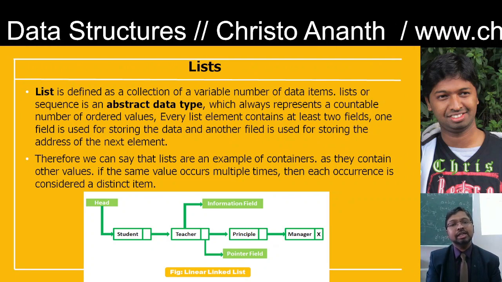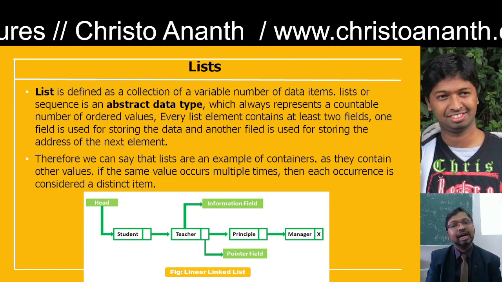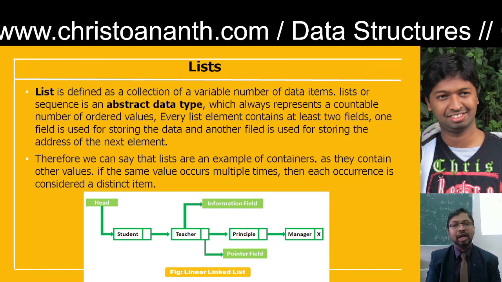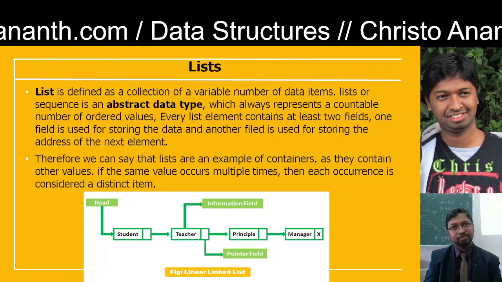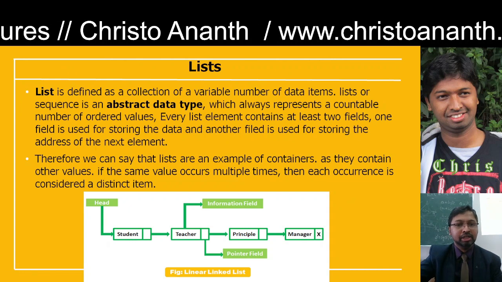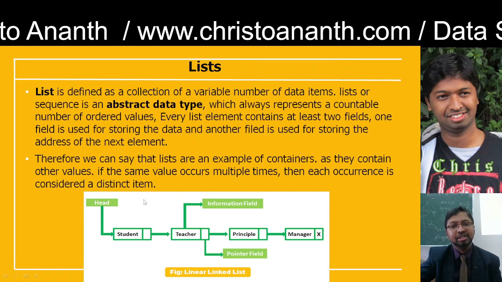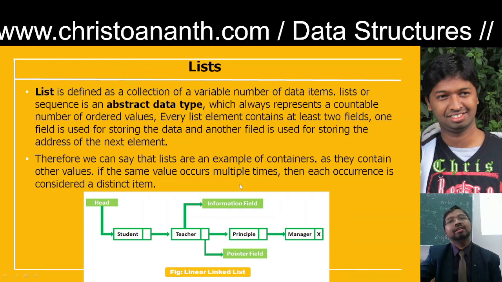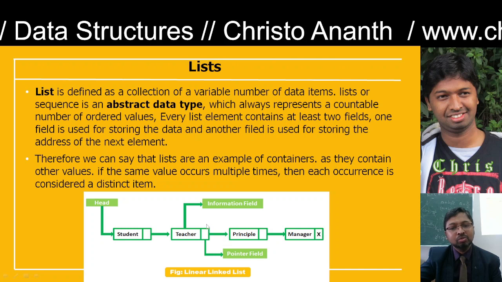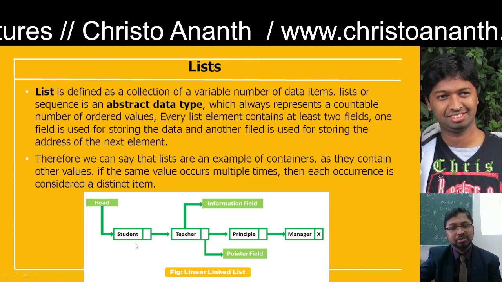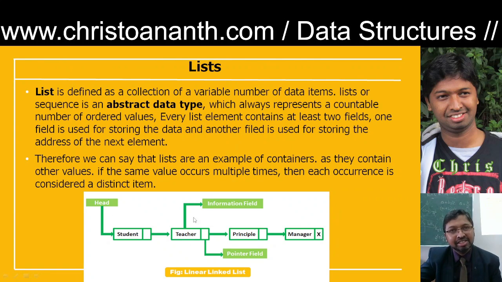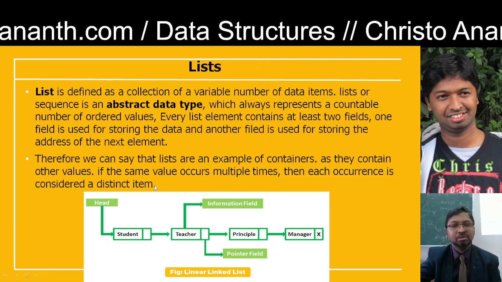We can see that lists are examples of containers because they contain values. If the same value occurs several times, each occurrence is called a distinct item. Here, from the head it goes to student, teacher, principal, manager. In each node you will have an information field and a pointer field. This is the linear linked list: head, student, teacher, principal, manager. This is how it goes.